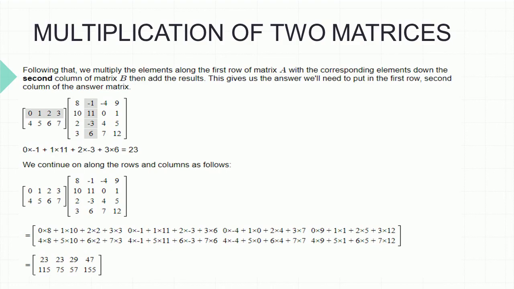Once you're done with that, next thing you have to do is go to the second row. And when you go to the second row, it's the same process as with the first. It multiplies the first set of 8, 10, 2, 3, then minus 1, 11, minus 3, 6, and then minus 4, 0, 4, 7, and 9, 1, 5, 12. We've laid it out here. If we do this, then we're going to get the answers that we have below. It doesn't get more complex than this. This is the hardest way a matrix question can be given to you.